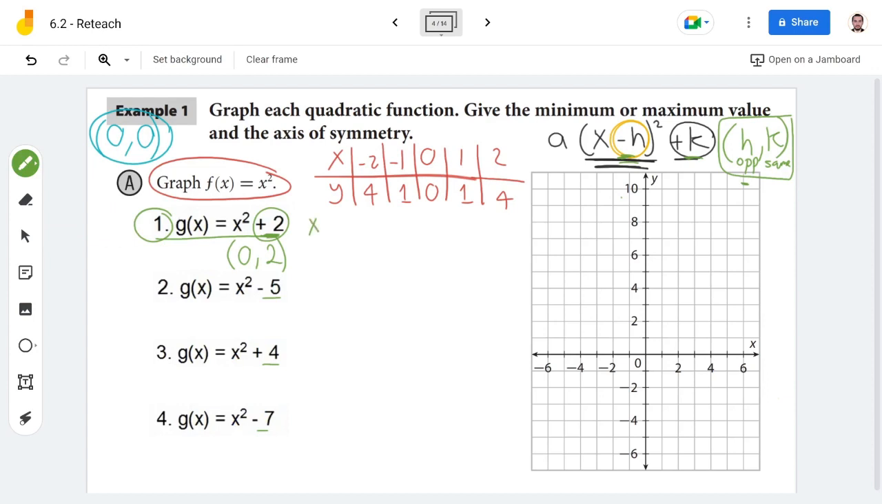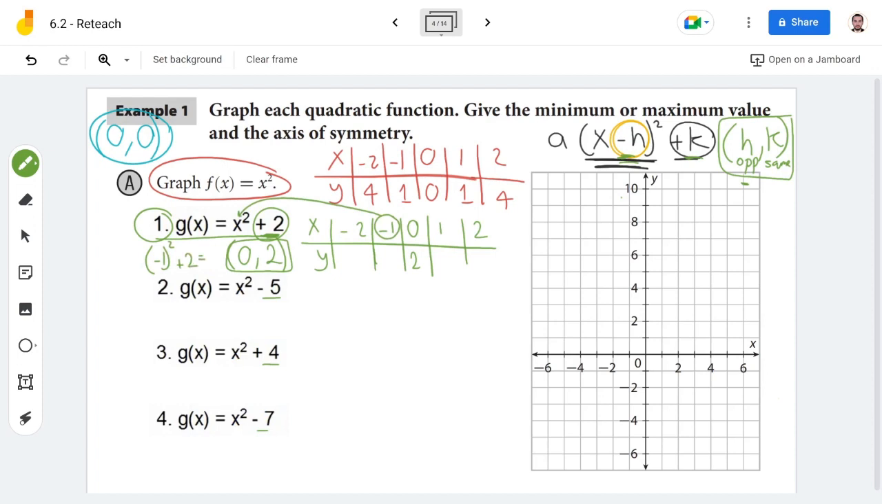Now make your table, x, y. In the middle of your table, put the center, h and k. So it should be 0, 2, and pick 2 points less than 0, and pick 2 points greater than 0. Now, replace the points in the function. So let's replace -1 into x. So let me do it. -1 to the power of 2 plus 2.